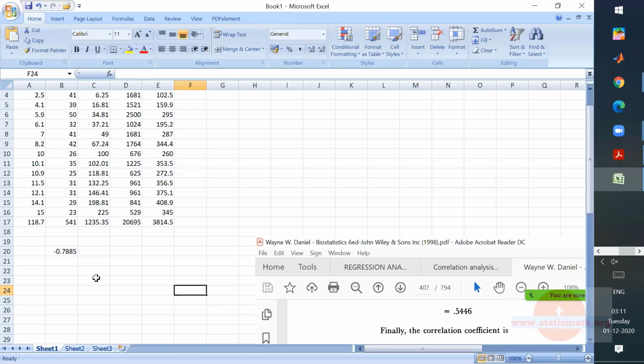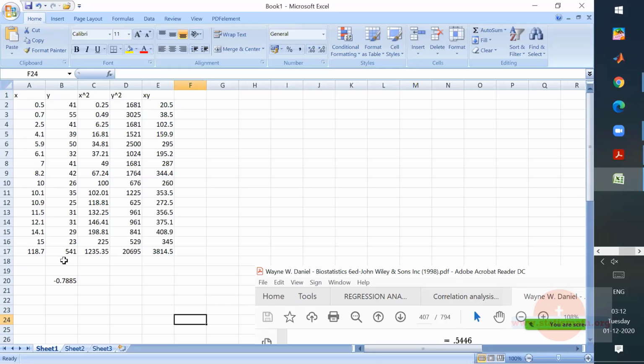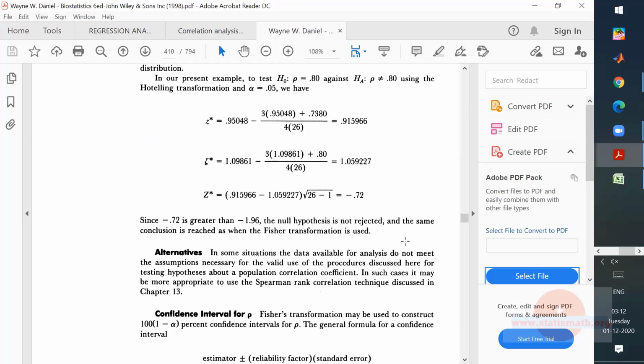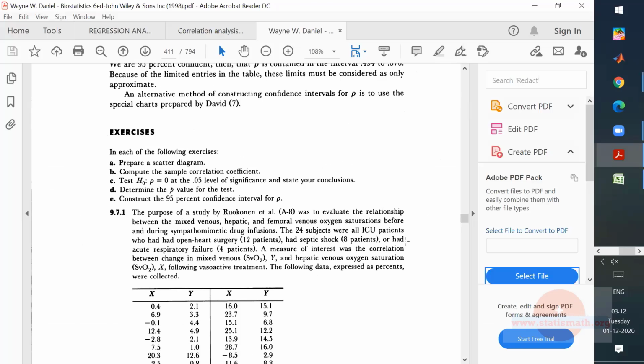Okay, so what does it say? Because it's a negative 0.7885, there is a strong... You can use the word strong because once it passes 0.75 to 1, you can use the word strong. So there is a strong negative correlation between age and the weight of children, right? That's what it's showing. There's a negative correlation. Okay, so that is about the correlation part.